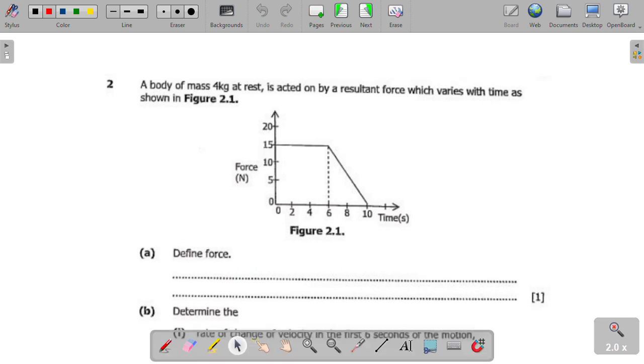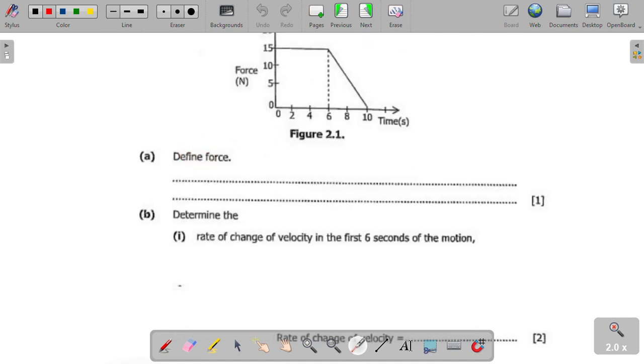The question reads: a body of mass 4 kg at rest is acted on by a resultant force which varies with time as shown in figure 2.1. So this is the graph. Here's the force on the vertical side, and then on the horizontal side we have time. Okay, question: define force.